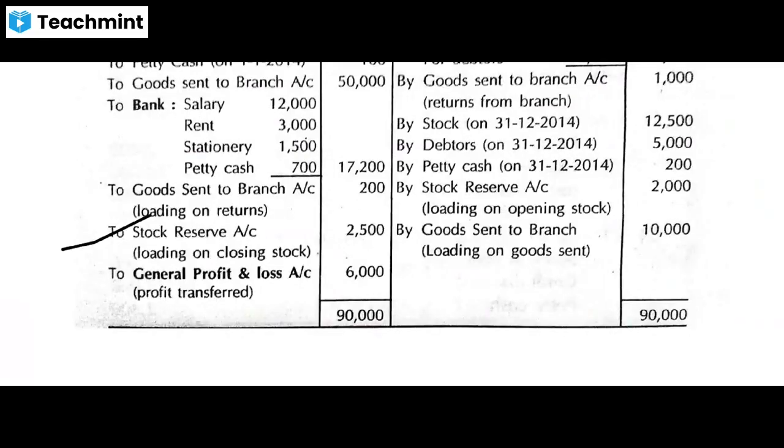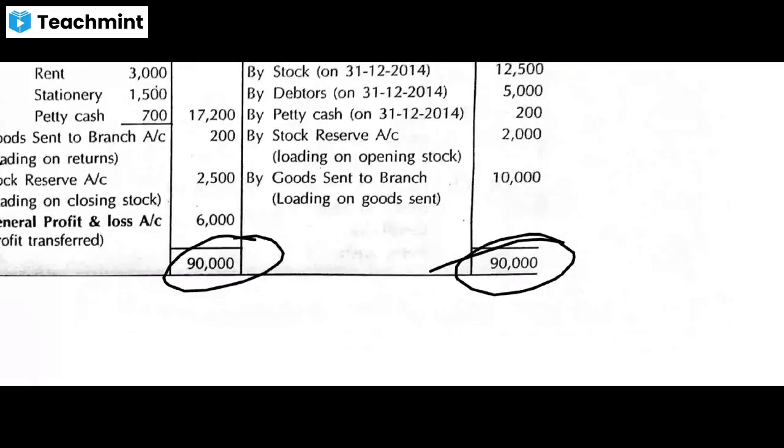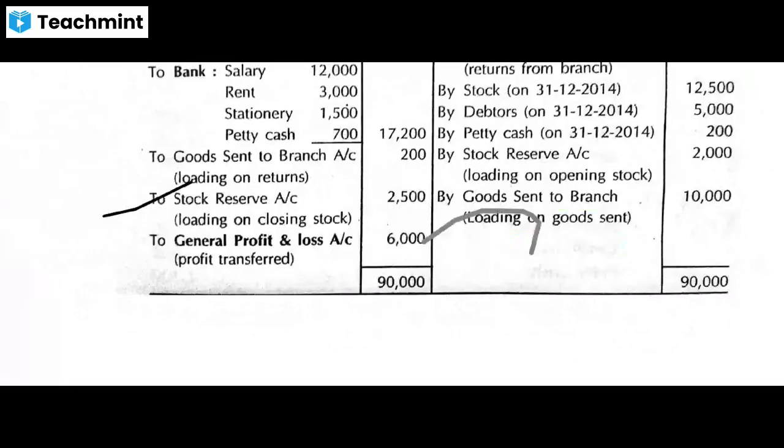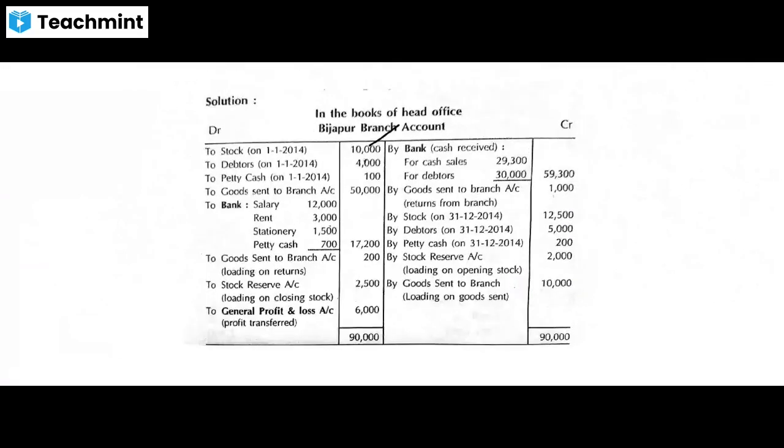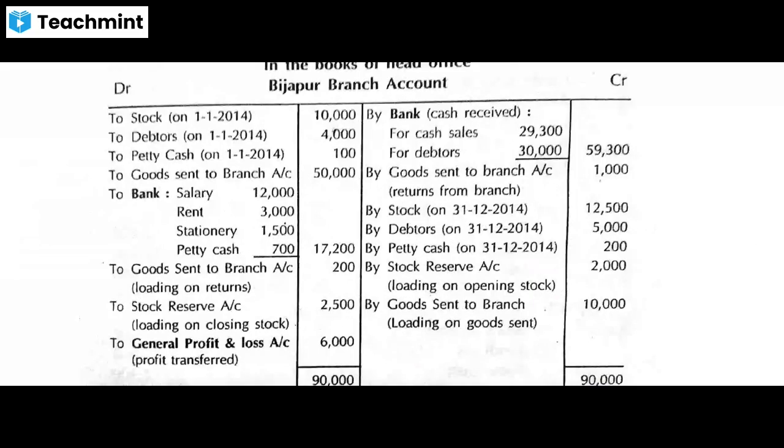At last we are going to total it. So total is 90,000 in the credit side, and we will write it also in the debit side. The difference amount is general profit and loss account. Okay, so like that we have to calculate the problems. Got the idea? This is called branch account on invoice price and cost price methods.